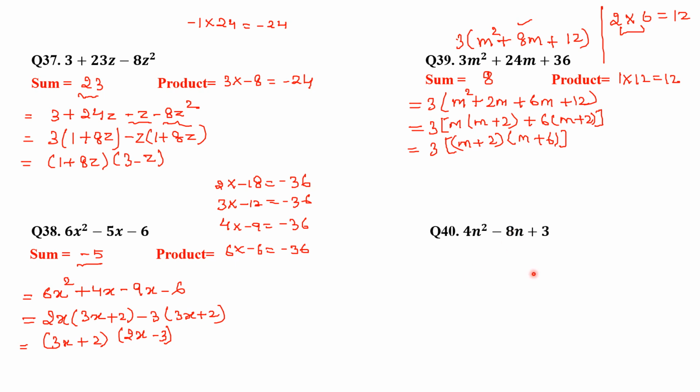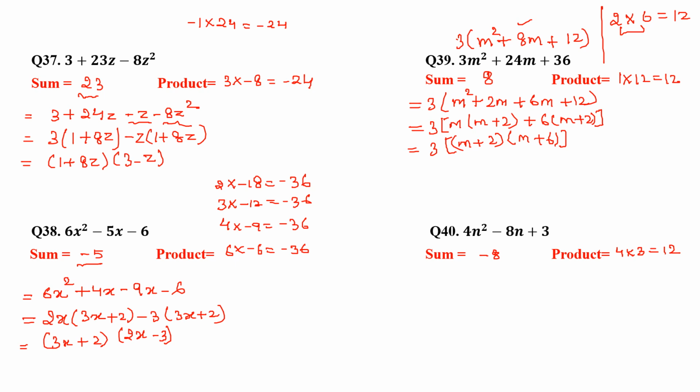Question number 40. 4n square minus 8n plus 3. So here you can see you have to find two numbers whose sum is minus 8 and the product is 4 into 3, 12. So you can see sum is negative but product is positive. So it means both the numbers which you will choose will have negative signs, because you know that two integers give a positive answer when you have the negative sign an even number of times, isn't it? So both the numbers will have the negative sign.